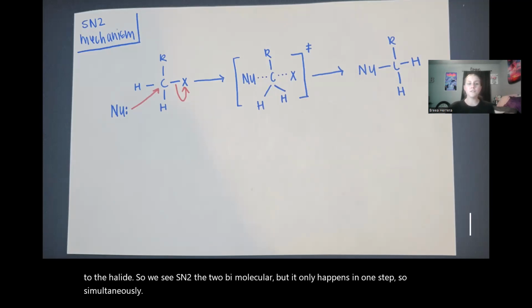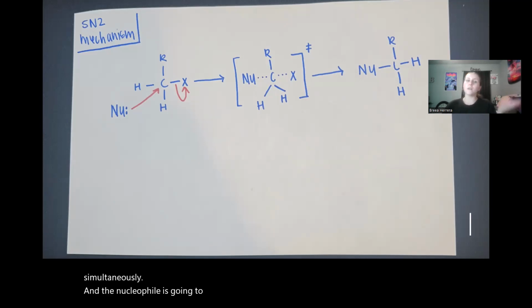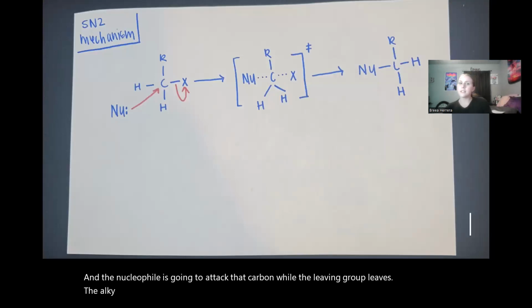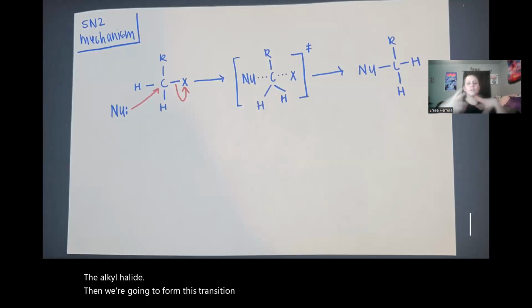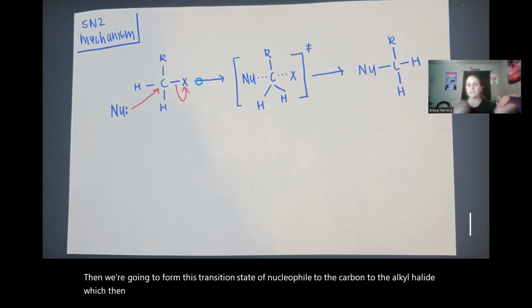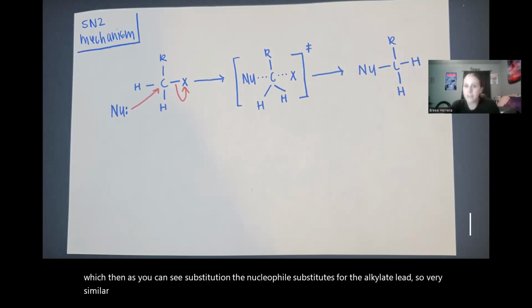And the nucleophile is going to attack that carbon while the leaving group leaves the alkyl halide. Then we're going to form this transition state of nucleophile to the carbon to the alkyl halide, which then, as you can see, substitution, the nucleophile substitutes for the alkyl halide. So very similar, it just happens in one step versus two, and there's not a carbocation intermediate formed.